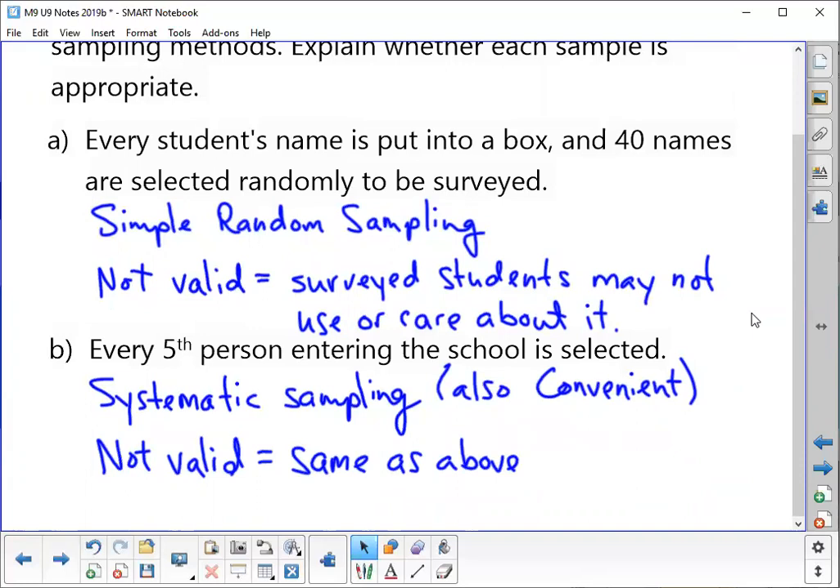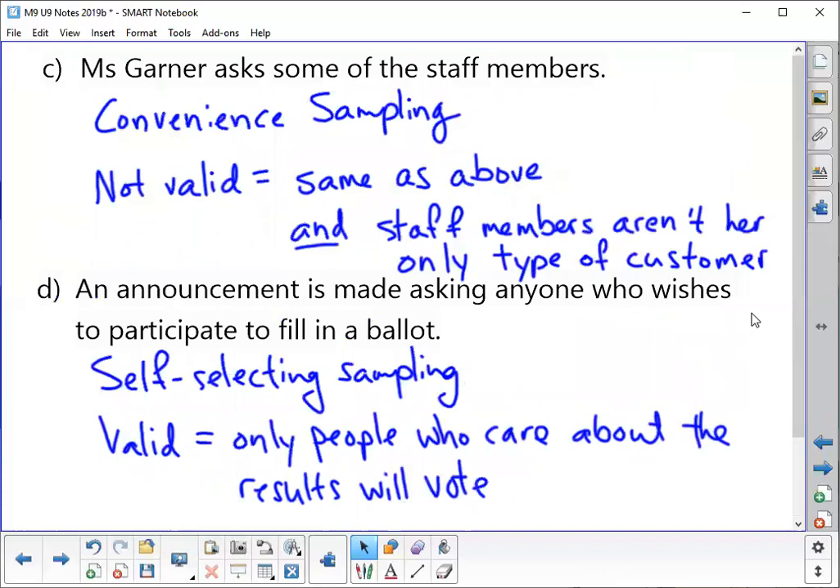This is systematic sampling. It's also convenient. It's not valid for the same reasons as above. The people may or may not care. She asked staff members only, but not students. Well, not valid, unless the staff members were then talking to students, because of the same reasons as above, and staff members aren't her only type of customer.